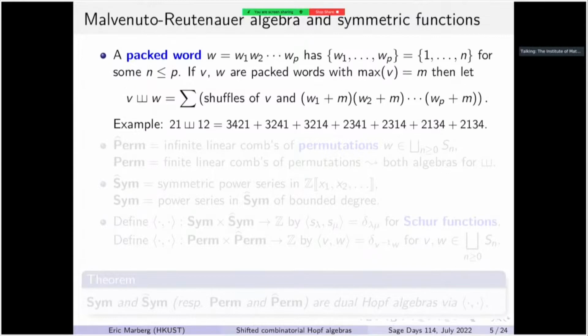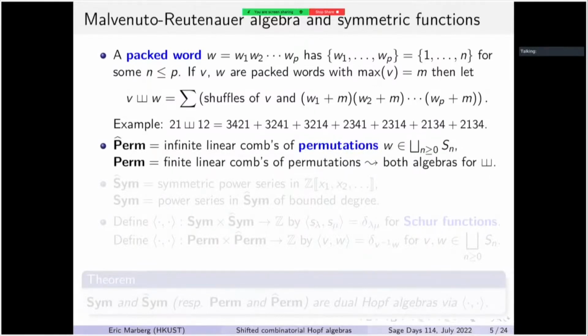There is a natural shuffle, or shifted shuffle, product on packed words, where you take two packed words, extract the maximum letter in your first word V, shift up all of the letters in W, and then shuffle V and W in all possible ways, taking the formal sum of the result. In this little example, we have 2, 1 shuffled with 1, 2. Well, 2, 1 is present in all of these terms in the same order. 1 and 2 are shifted up by 2 to become 3 and 4, and then they're placed in all possible orders like this.